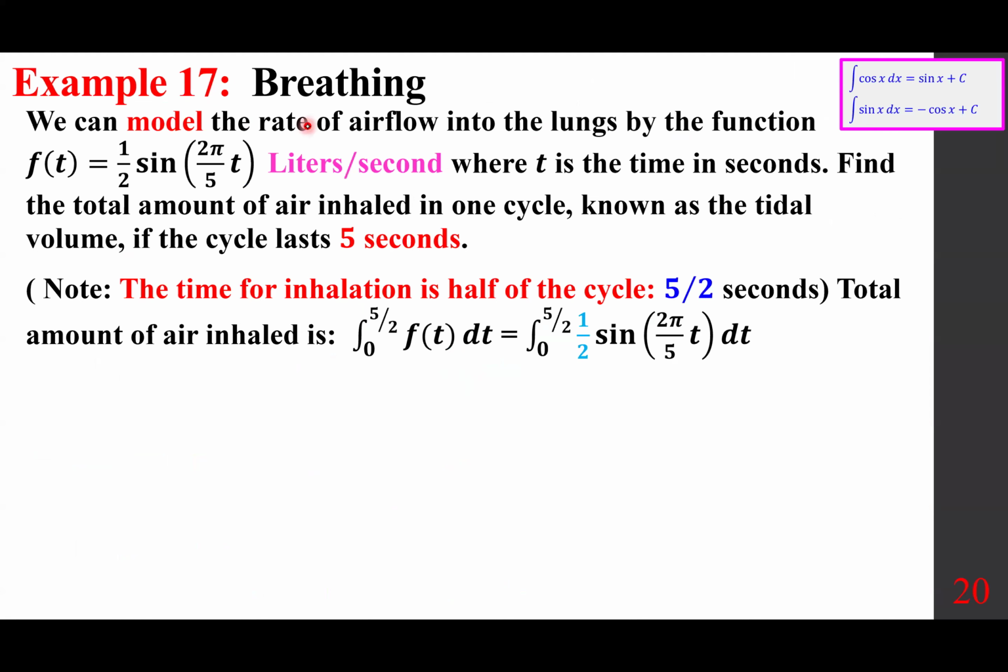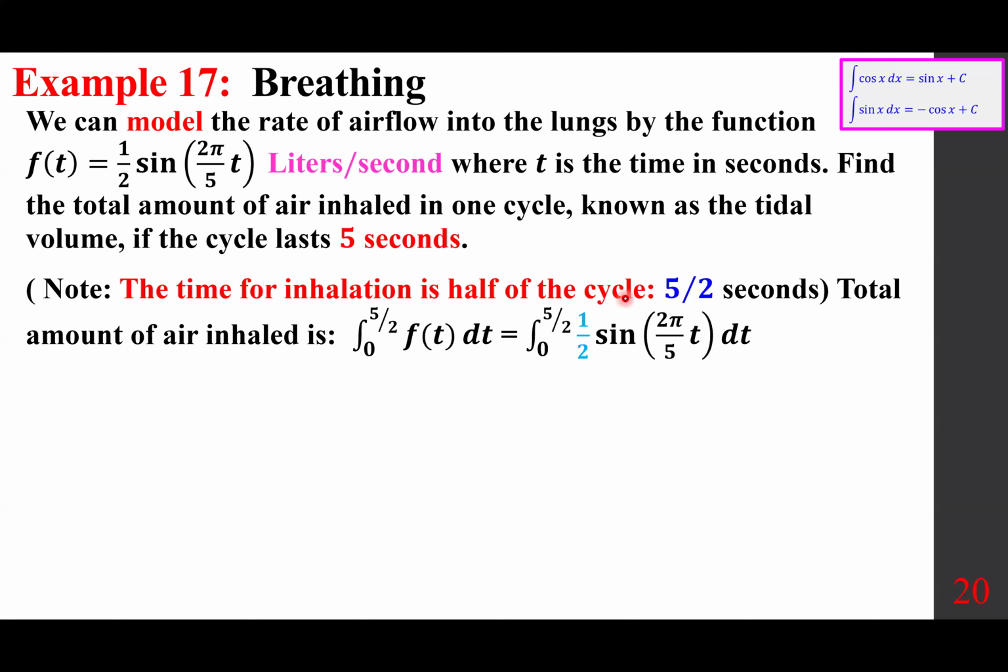Breathing: we can model the rate of airflow into the lungs by the function f of t equals half of sine of 2 pi over 5 t liters per second, where t is the time in seconds. Find the total amount of air inhaled in one cycle, known as the tidal volume, if the cycle lasts 5 seconds. Note or hint: the time for inhalation is half of the cycle.